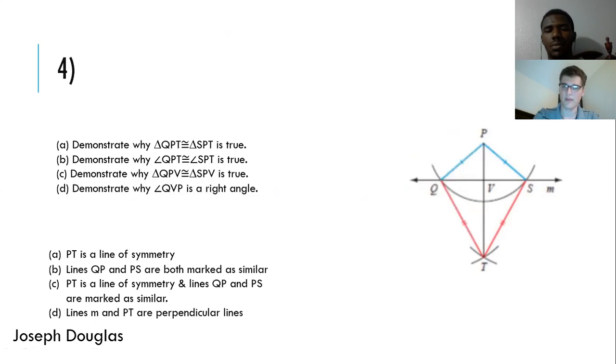Okay. So that proves that for that to happen and them to be the same, lines PT and line M would have to be perpendicular to one another. So that in turn means that angle QVP has to be a right angle. Okay, got you.